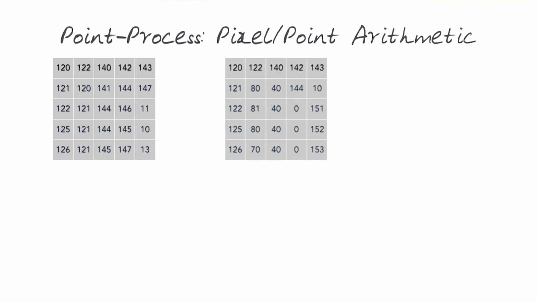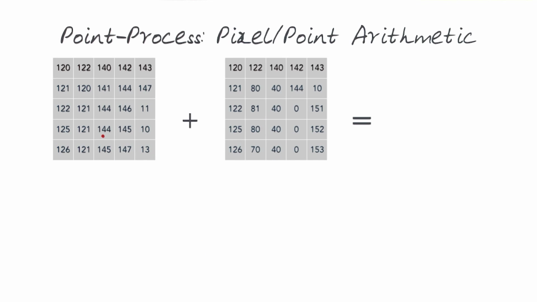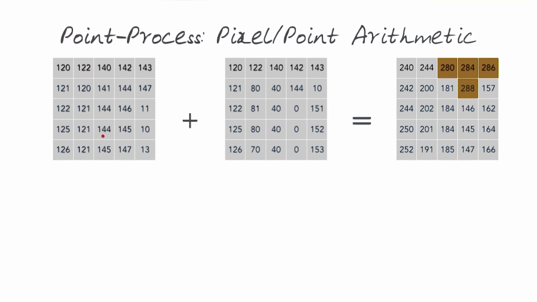We can of course now do point arithmetic. Let's also consider another image, the second image which is shown here. So now I have two different images, image 1 and image 2. What I'm interested in is now doing a simple addition of the intensity values of these two images. So for example, take the first one and the second one and add it together. Here is what the result would look like.